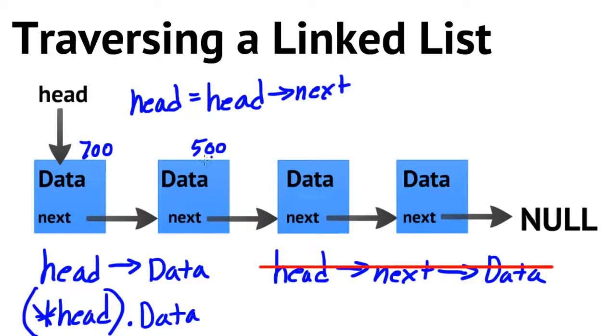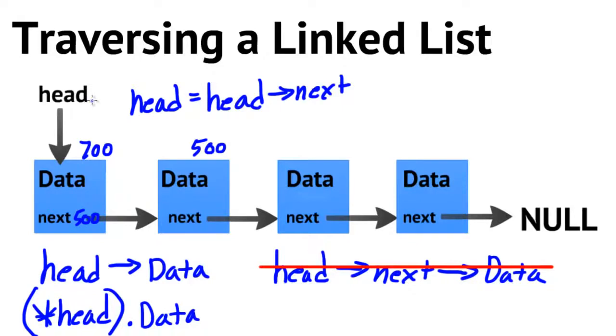So this node here could be at a memory location that's actually before this node here. It's just depending on how that memory is allocated. So what would happen here is we would take head's next. So head's next would hold this address here. It would hold the address 500. That would be what next would hold, and we would be setting head to be equal to 500.